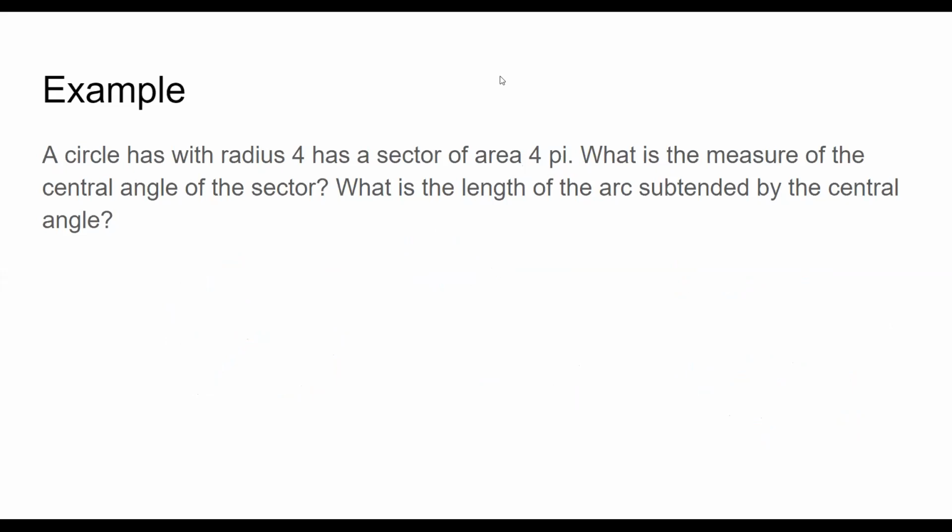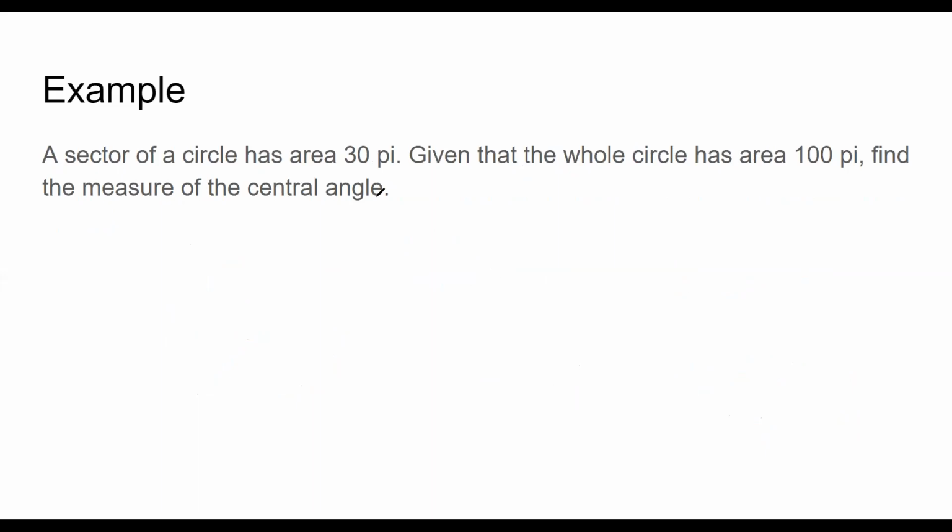Let's do another one. A sector of a circle has area 30 pi. So let's draw this again. This has area 30 pi. Given that the whole circle has area 100 pi, find the measure of this central angle.